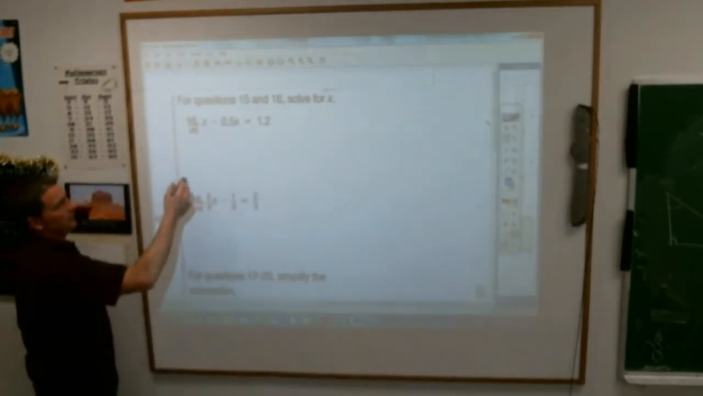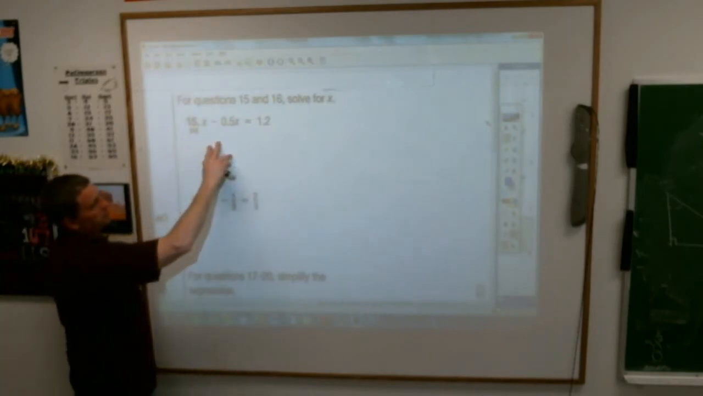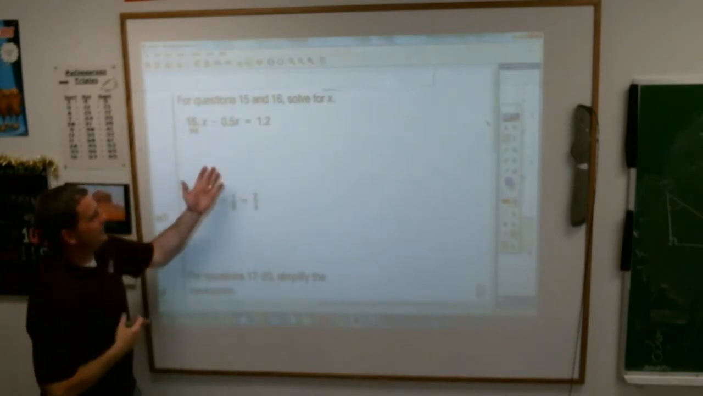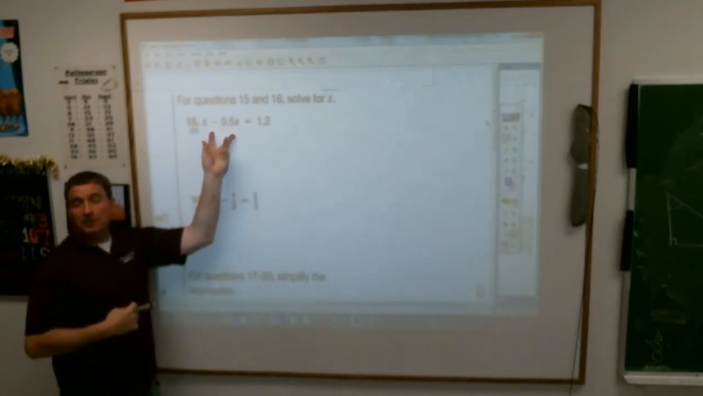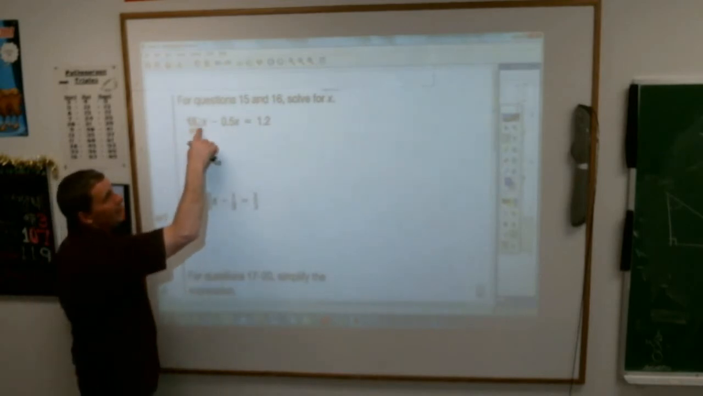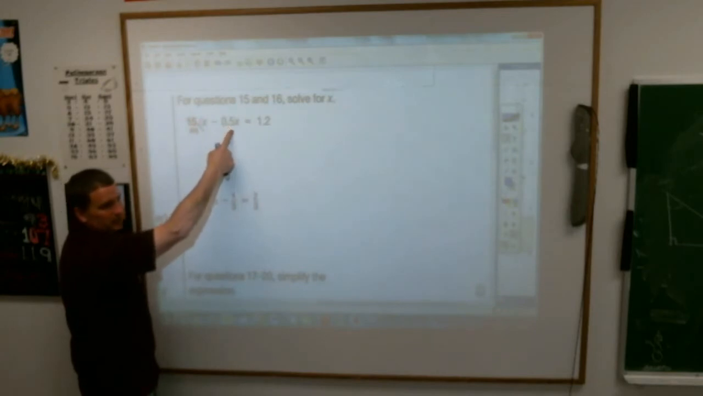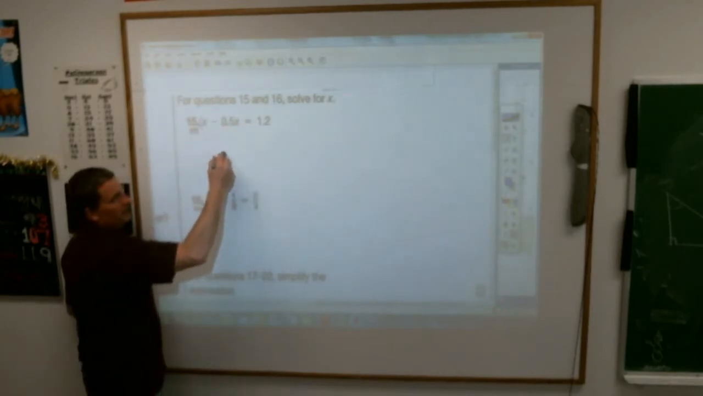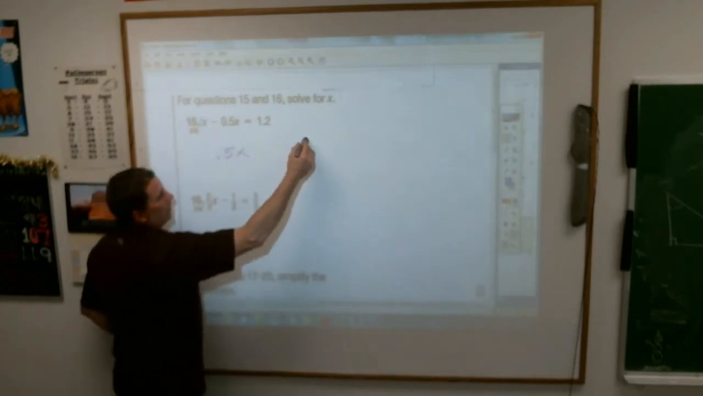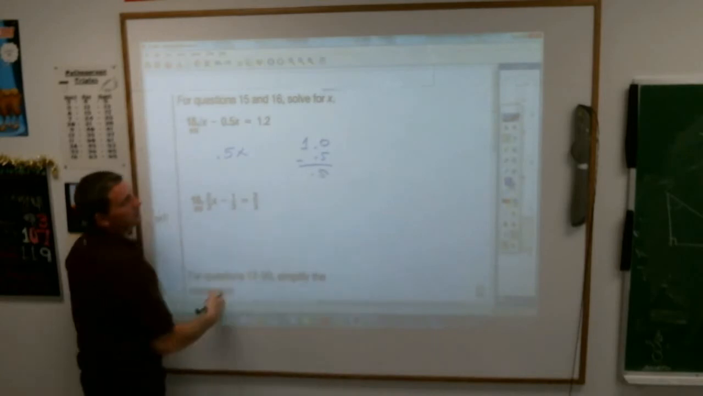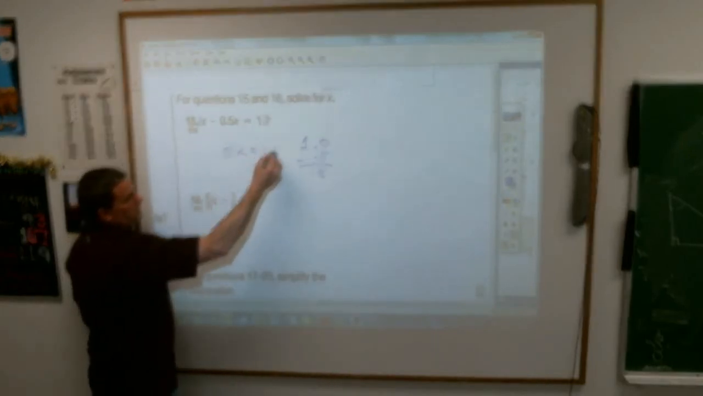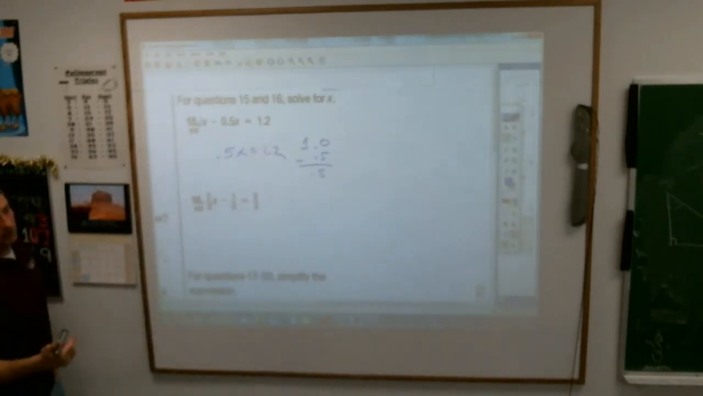This one here shouldn't have given you too much trouble. Your first step always in equations, and I think it just confused you with the decimal there. But these are both x terms, so you can put them together. What is 1x minus 0.5x? Or 1 minus a half, it's 0.5x. You take 1.0 and subtract 0.5 from it, you get 0.5. And that equals 1.2. How do I solve any equation like that?